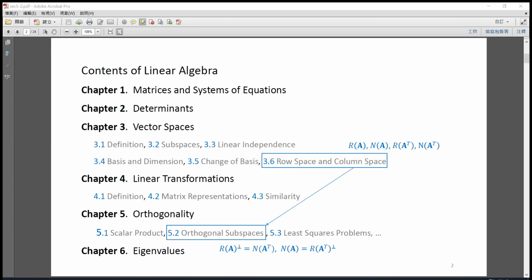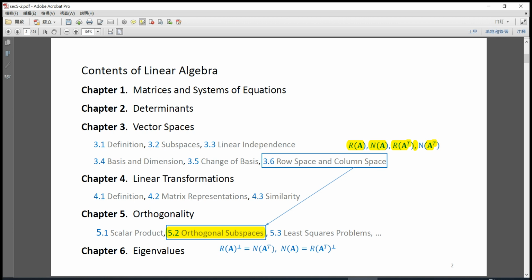In this week, we are going to study section 5.2, Orthogonal Subspaces. In this section, we will consider four subspaces, that is, the column space of A, the null space of A, the column space of A transpose, and the null space of A transpose.